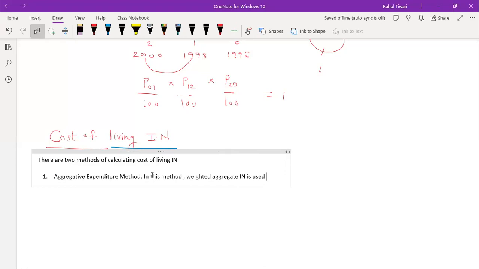with the quantities consumed in the base year as weights.